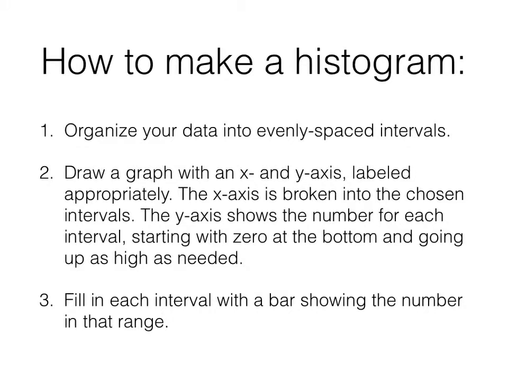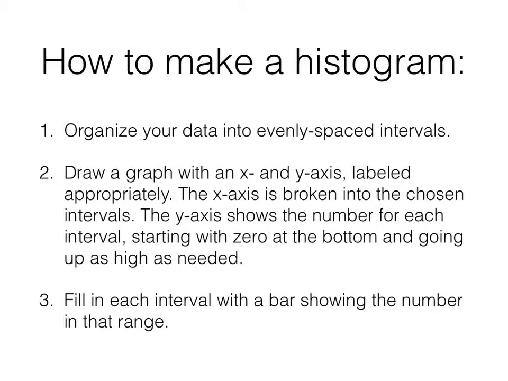How to make a histogram. 1. Organize your data into evenly spaced intervals. Evenly spaced intervals. Draw a graph with an x-axis and a y-axis labeled appropriately. Your x-axis is broken into the chosen intervals from beginning to end. The y-axis shows the number for each interval, starting with 0 at the bottom and going up as high as needed. Finally, fill in each interval with a bar showing the number in that range.